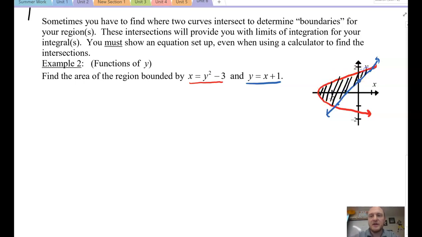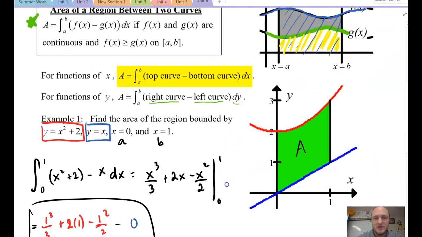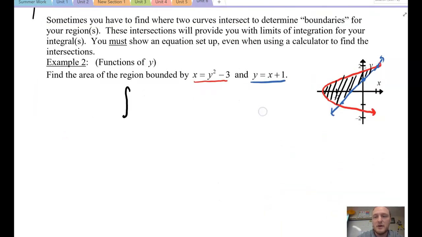So notice I don't really have a top and a bottom function. I have a right and a left function. So this is going to be a dy, okay? And I'll set up that integral. So this is going to be the integral from a to b, which I'll come back to, and I want the right function minus the left function. So which of these is the right function and which one's the left? Right curve minus left curve. So our right curve is going to be the blue curve, okay? And our left curve is going to be this one.